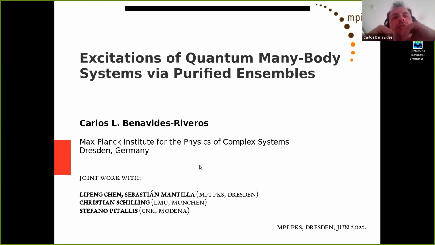So the idea of this work is to propose a method to compute excitations using quantum computers. We have in mind, in general, excitations of quantum many-body systems, fermions, bosons, or even polarons or polaritons. But the results I'm going to present as an introduction to the method are developed in particular for fermions.